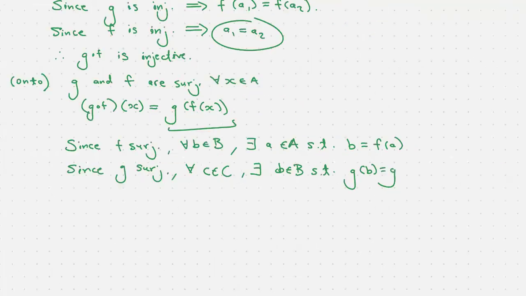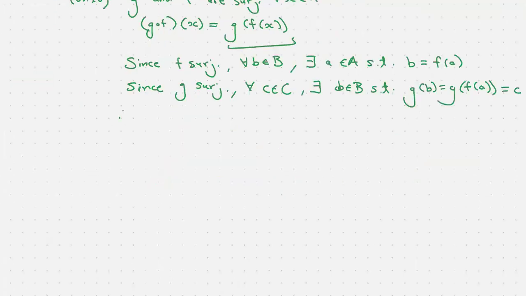And so we've shown that g of f is surjective. Therefore, g of f is bijective.